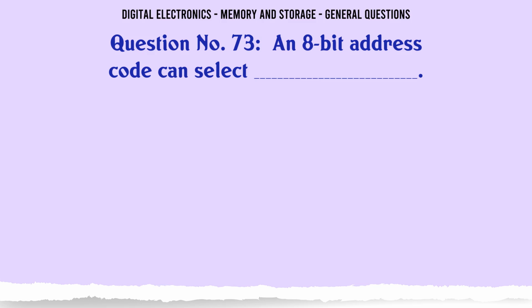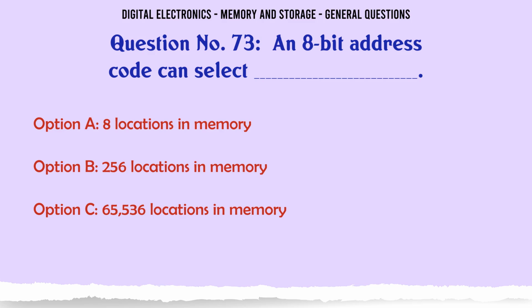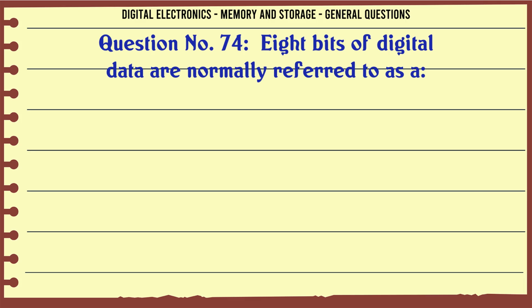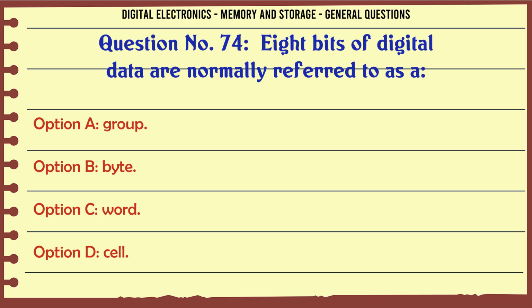An 8-bit address code can select A. 8 locations in memory. B. 256 locations in memory. C. 65,536 locations in memory. D. 131,072 locations in memory. The correct answer is 256 locations in memory. 8 bits of digital data are normally referred to as A. group, B. byte, C. word, D. cell.